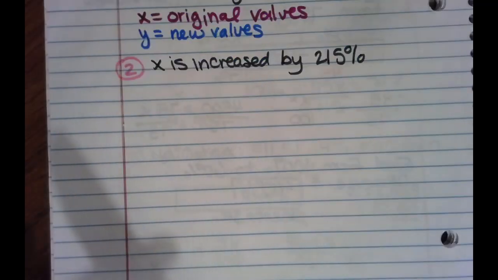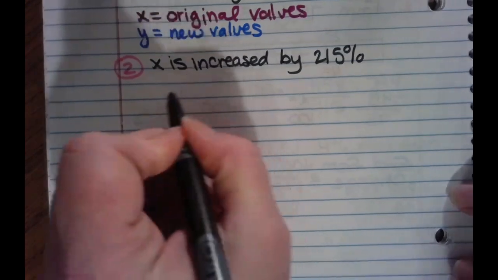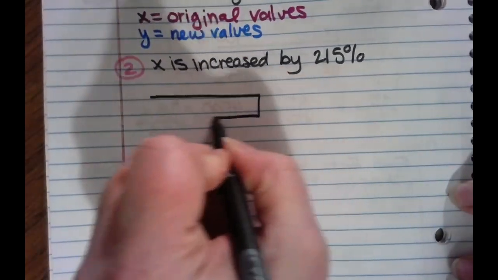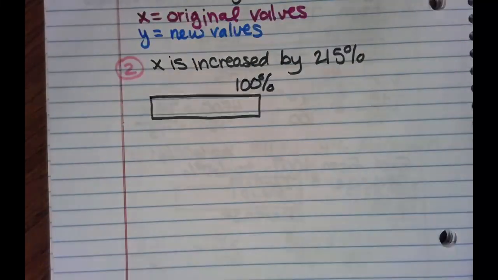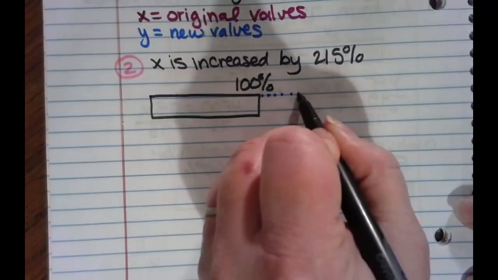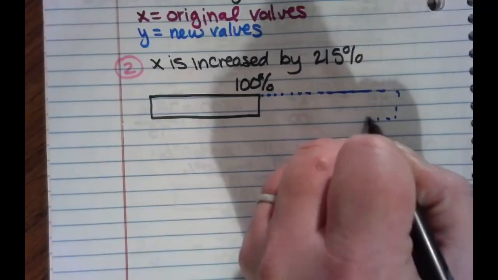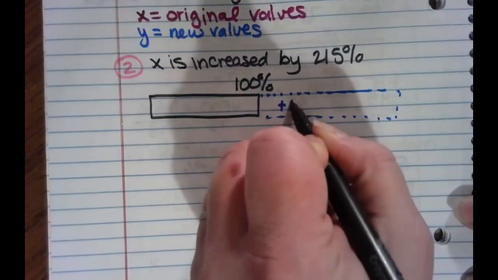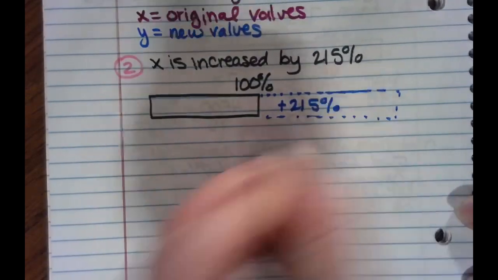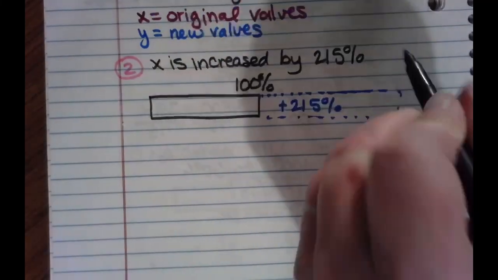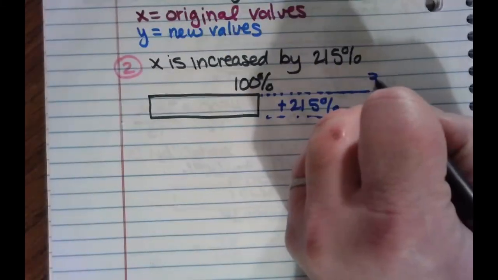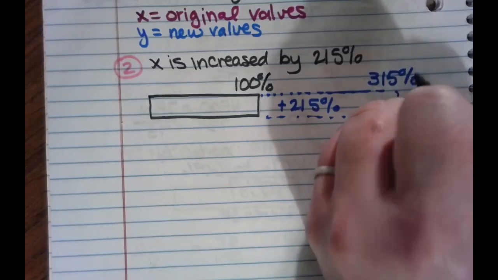Okay, what if x is increased by 215%? Okay, so again, we're going to draw our tape diagram. And we're going to think of this as an increase of 215%. Remember, that doesn't mean we end at 215%. That means we add 215%. So where do we actually end? Well, we actually end at 315%.